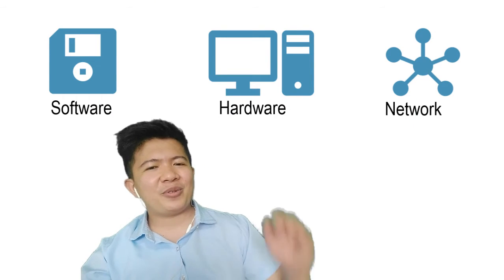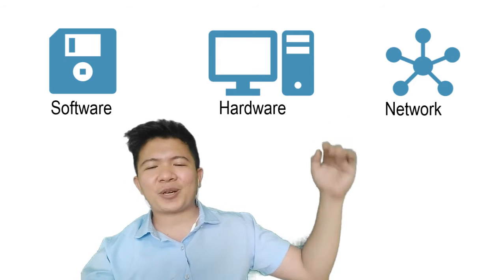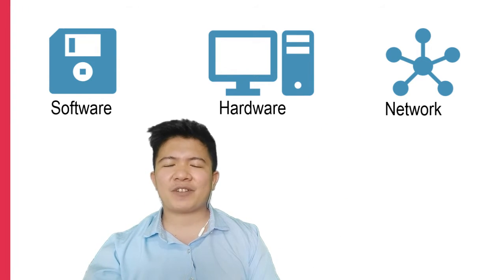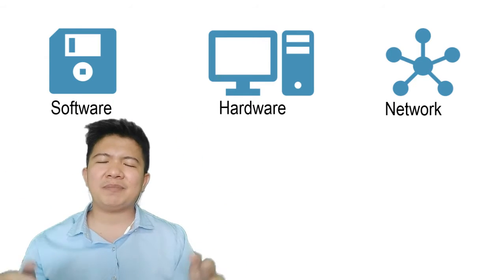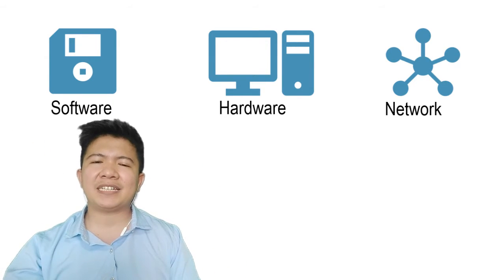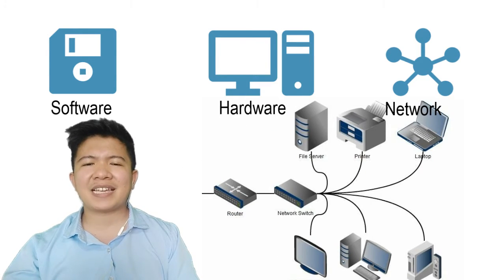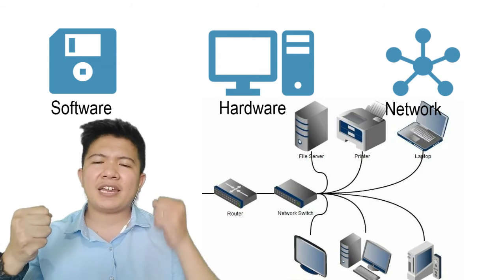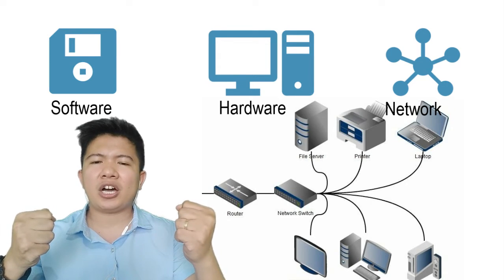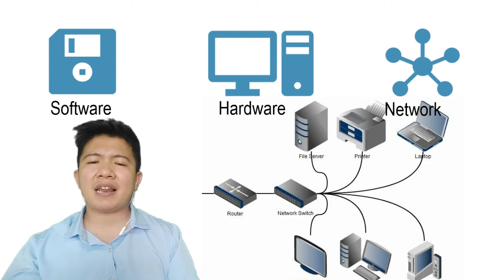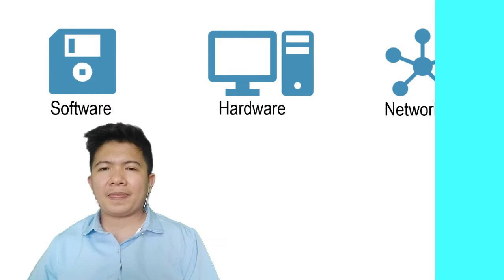On the other hand, we have hardware and network. These two components are considered as the framework of IT infrastructure. In comparison to the human body, the software can be compared to the body's nervous system, while hardware and network can be compared to the skeletal, muscular, circulatory, and respiratory systems as well, that support the physical and physiological functions of the human body. In the same way, these two elements support the physical aspects of IT infrastructure.